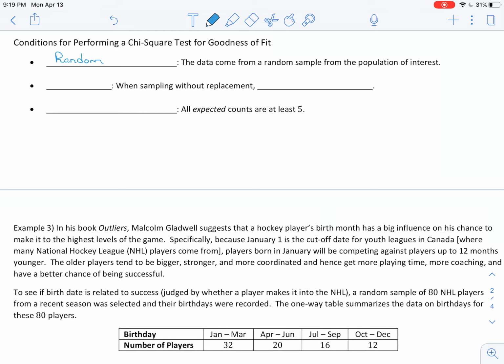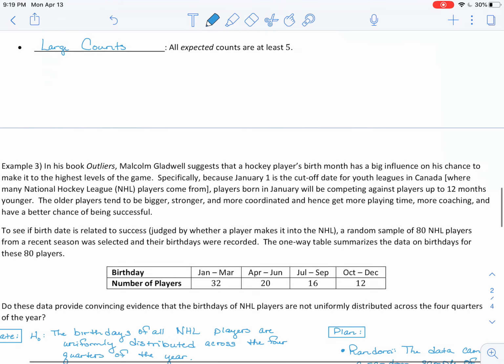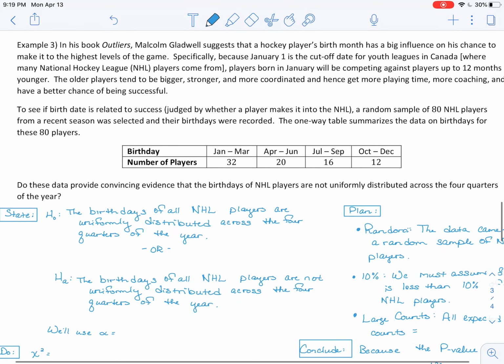So the conditions for this test, most of them are identical to the ones we've always been using. We have to make sure we have a randomly selected sample from our population. We still have to check our 10% condition, since we will likely be selecting without replacement. So your sample size needs to be less than 10% of whatever your population size is. But then the large counts condition is still called the same thing, but it is slightly different. It's not n times p or n times 1 minus p. It's just that the expected counts need to be at least 5.